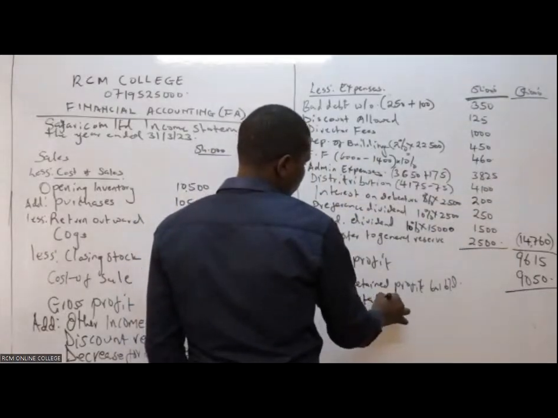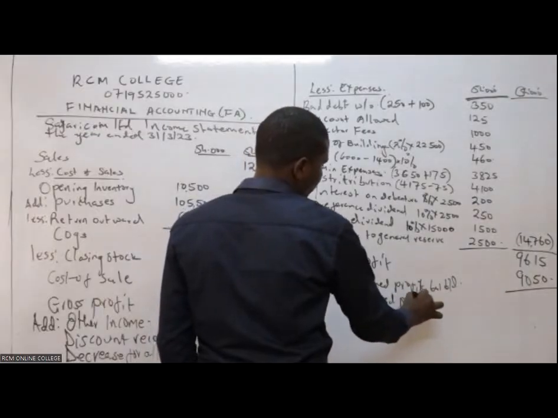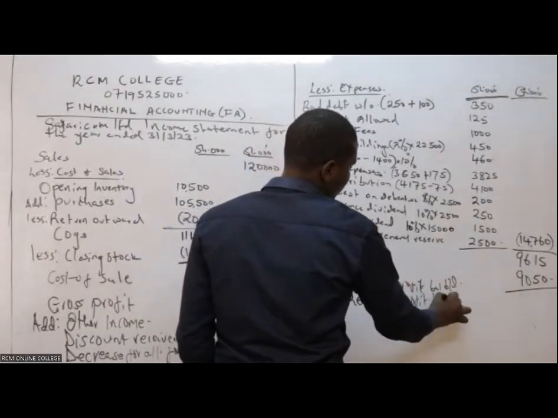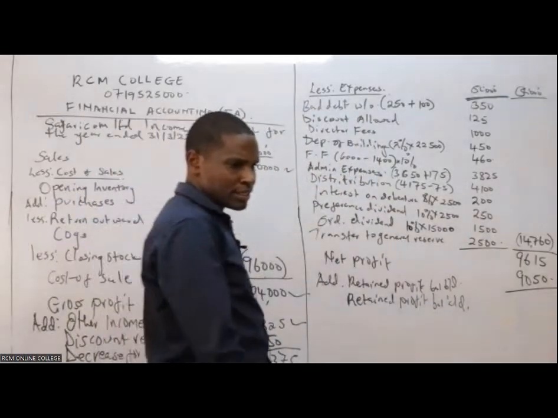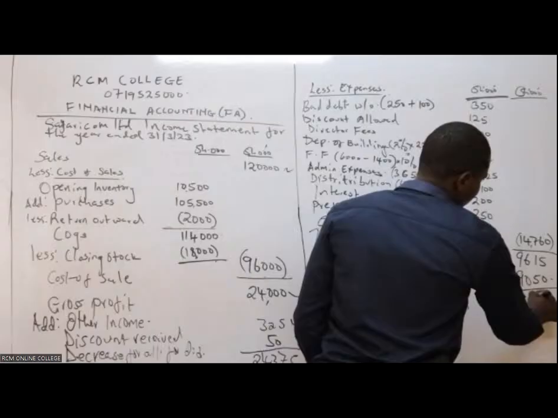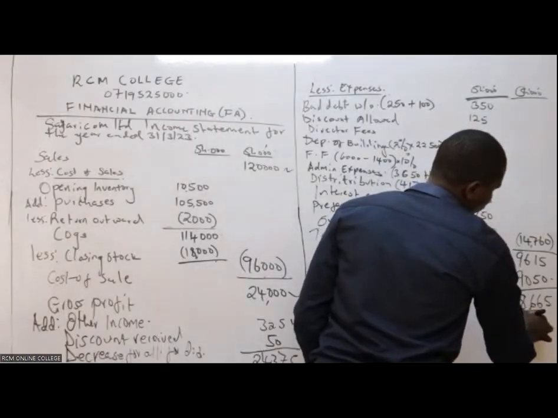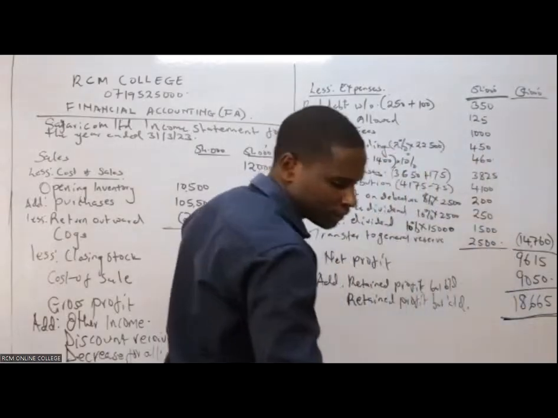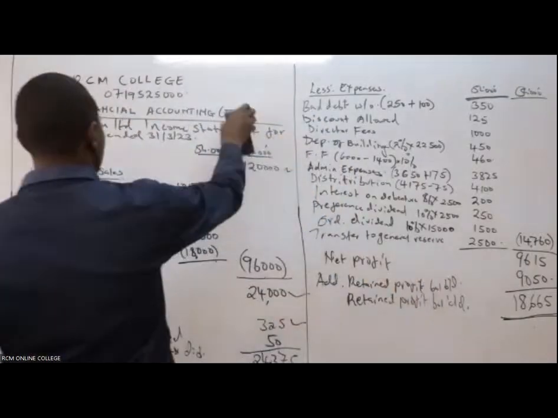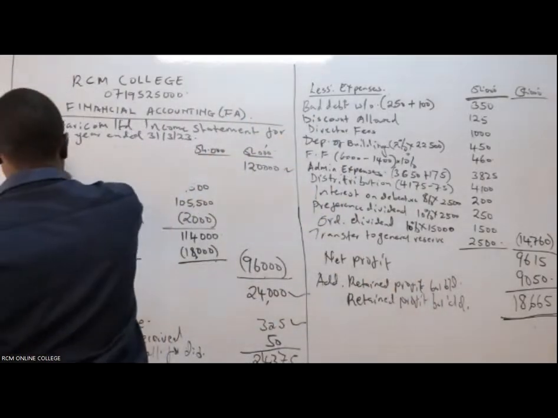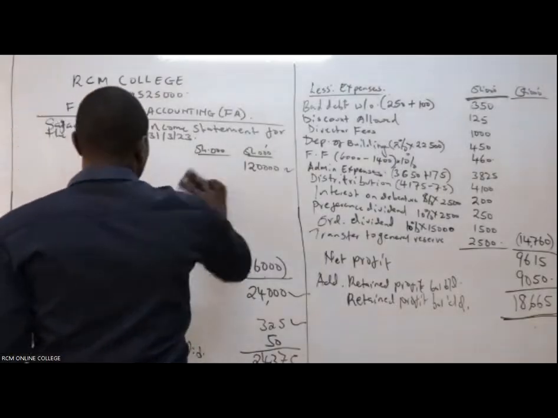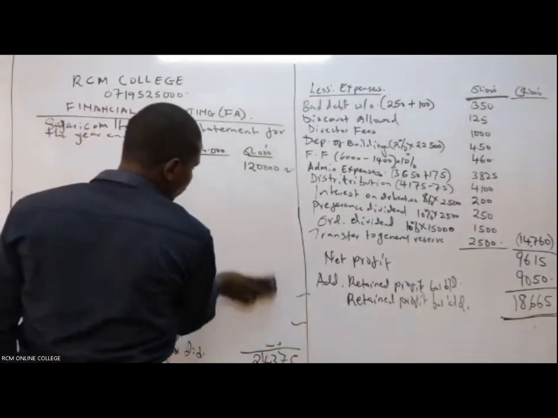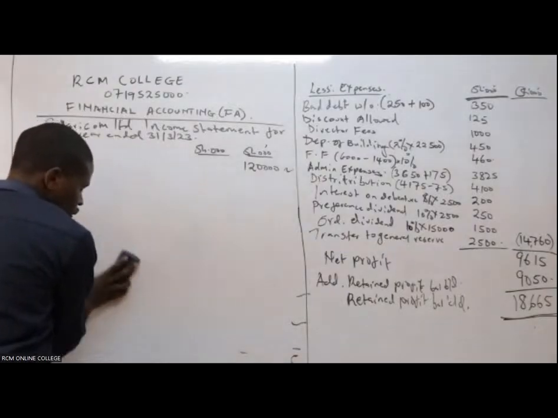Retained profit balance carried down. Now 18,665. Let's go to the balance sheet very fast. Let's prepare the balance sheet. That is the profit we shall be taking to our balance sheet. So our balance sheet. Tackle the balance sheet very fast.